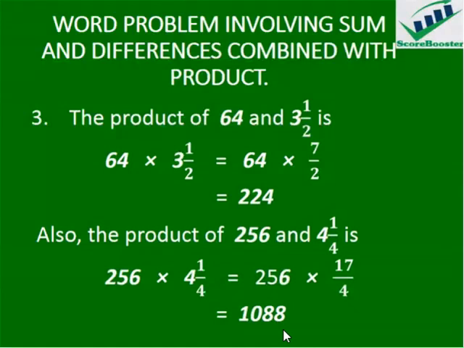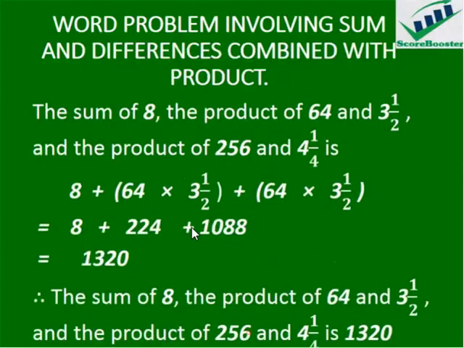And then you go back to the question. The question says the sum of 8, the product of 64 and 3.5, the product of 256 and 4 1/4. What this question is saying is: what is the sum of 8 and the product of 64 and 3.5 and the product of 256 and 4 1/4? This is the interpretation. You know, sum means addition. 8 plus the product of 64 and 3.5, which is 64 times 3.5, plus the product of 256 and 4 1/4, which is 256 times 4 1/4.